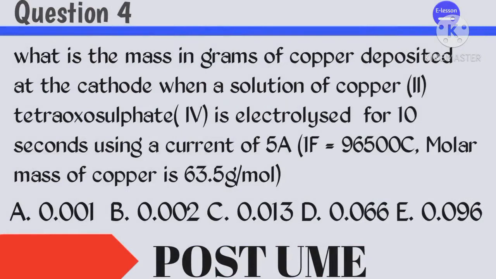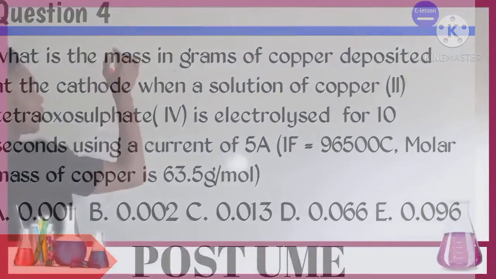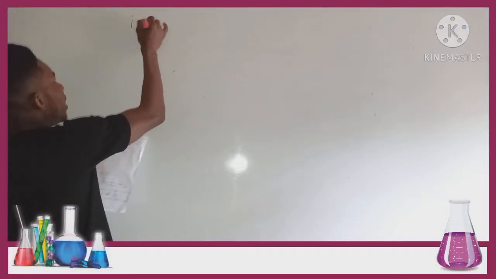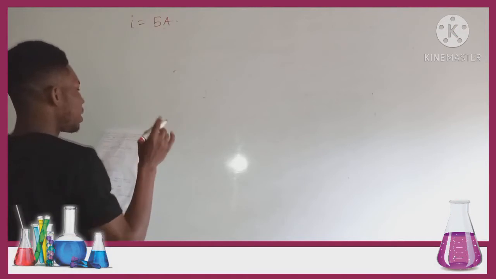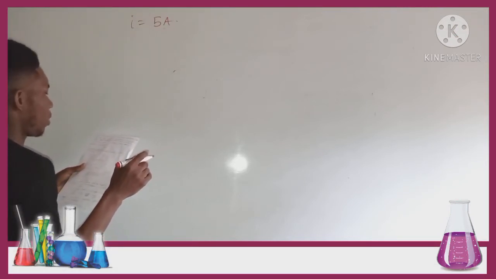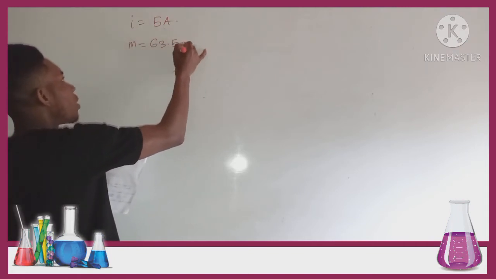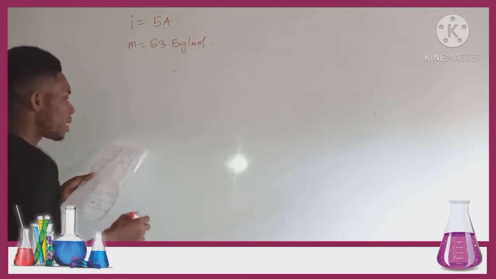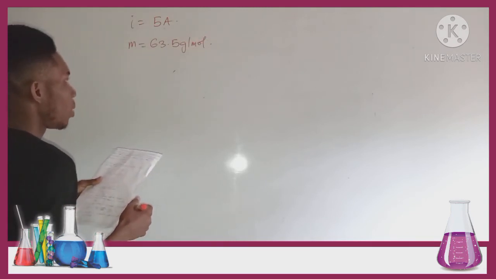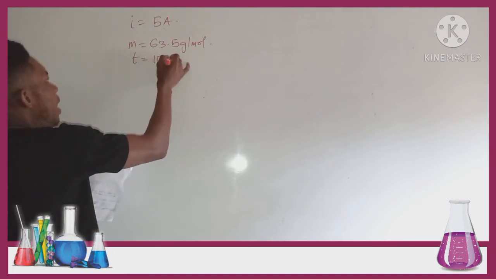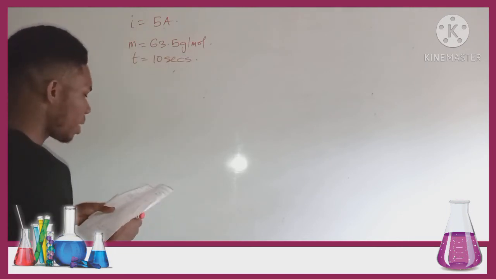Now, the next question says, what is the mass in grams of copper deposited at the cathode when a solution of copper 2 tetraoxosulfate 6 is electrolyzed for 10 seconds using a current of 5 ampere? Let's take out our parameters. We have current I, 5 ampere. What other thing again? The molar mass of copper, that is a constant, 63.5 gram per mole. The time is 10 seconds.